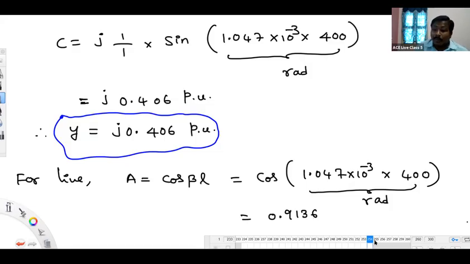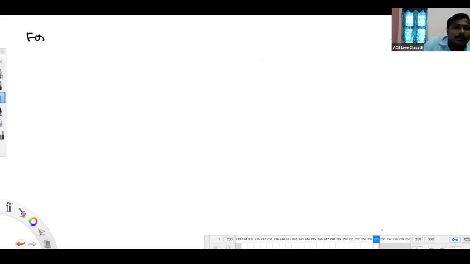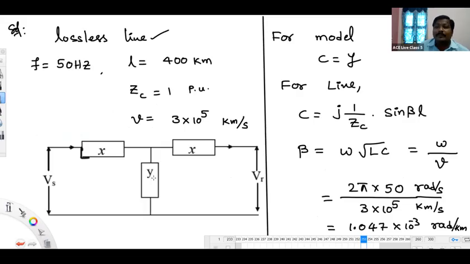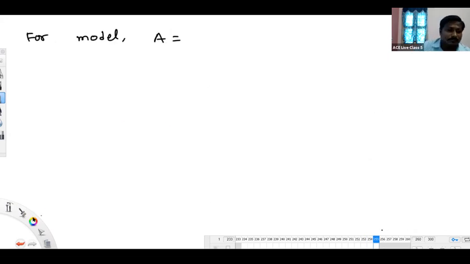Now, what is parameter A for the T model? It will be 1 plus zy by 2. If you compare this with your original T model, this is y dash, this is z dash by 2, and this will be again z dash. So it will be 1 plus z dash y dash by 2, and the z dash by 2 you can replace with x. So parameter A will be simply 1 plus xy.